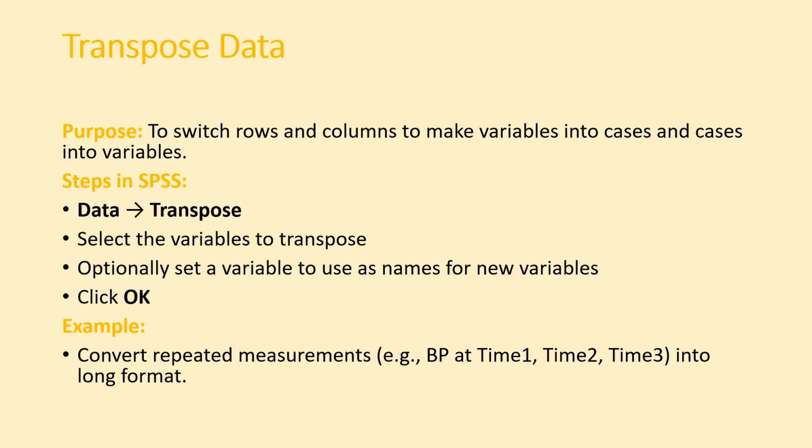Transpose data. The purpose of transpose data is to switch rows and columns to make variables into cases and cases into variables. The SPSS option is Data, Transpose. Select the variables to transpose. Optionally set a variable to use as names for new variables. Click OK. For example, convert repeated measurement BP at time 1, time 2 and time 3 into long format.